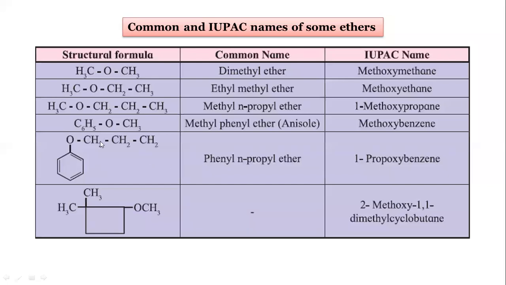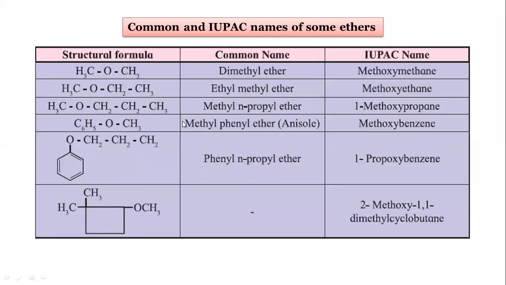See, 1-propoxy benzene means this is carbon number 1 considered, and this entire group is called propoxy. So the name is 1-propoxy benzene. If another locant is attached here, it becomes ortho. If it is attached here at 1,3 position, it becomes meta. And if it is attached at 1,4 position, it becomes para. So at your home, you can write many examples.